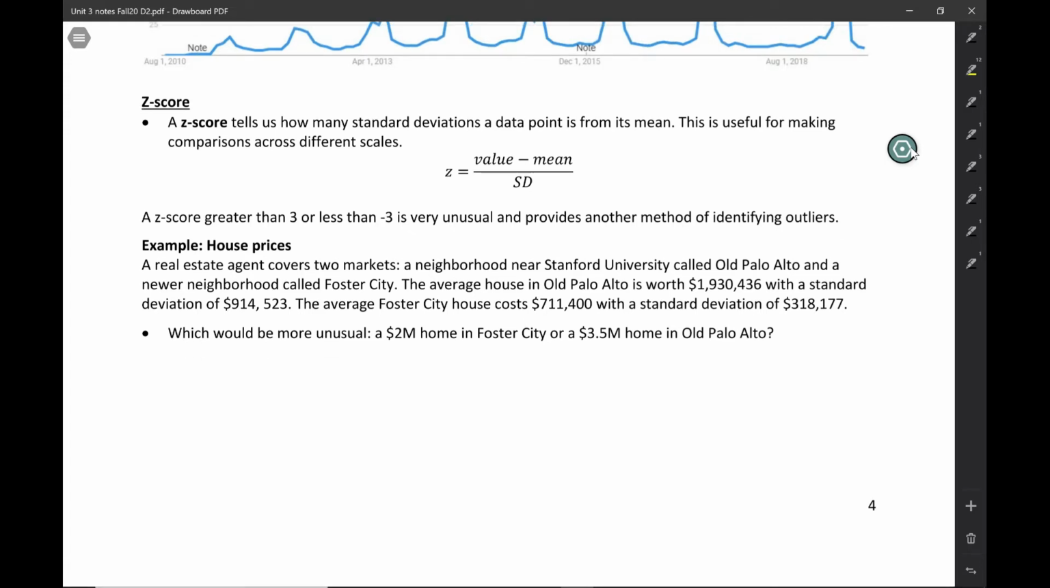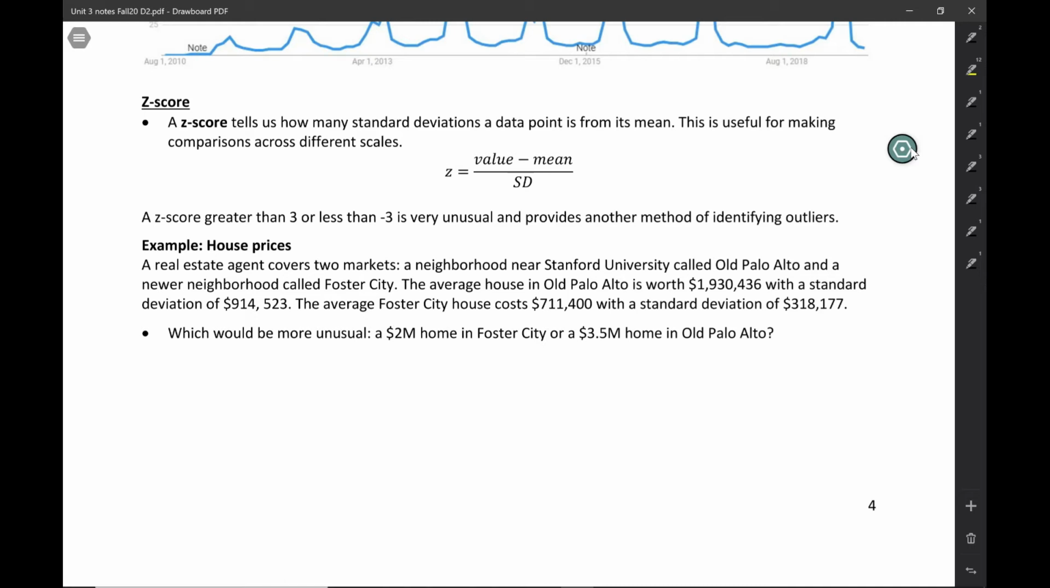So let's look at an example with real estate in two different markets. So certainly if you have two different real estate markets, those are two very different scales. And this real estate agent covers a neighborhood near Stanford called Old Palo Alto, and then also a newer neighborhood called Foster City. The average house price in Old Palo Alto is very high, almost $2 million, whereas in Foster City it's lower, $711,000 and change. So which would be more unusual, a $2 million home in Foster City or a $3.5 million home in Old Palo Alto?